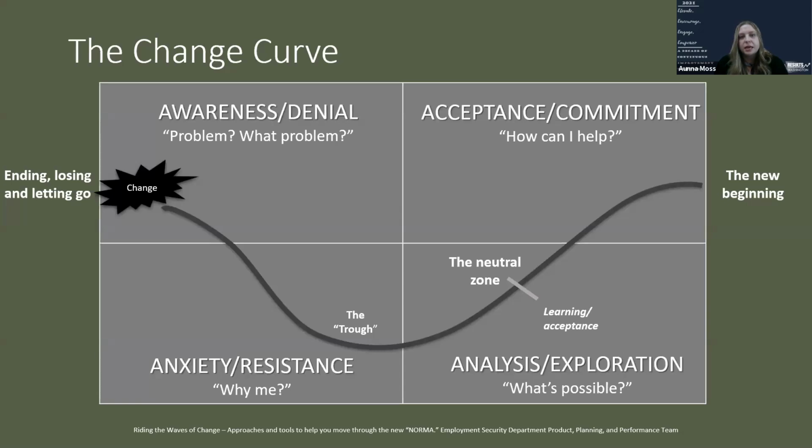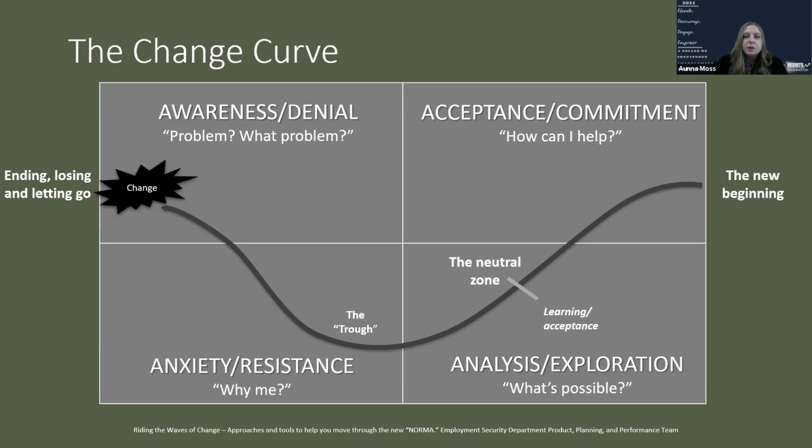And people are really in a place where they're saying, how can I help carry this work forward? So I want to talk through just briefly a couple of examples of how you could use this in a day-to-day situation. So let's say that a change is introduced. And when the change is introduced, you look around and you see people maybe expressing some disbelief or showing some avoidance to the topic. This is an indication that they're in that awareness and denial quadrant of the change curve.